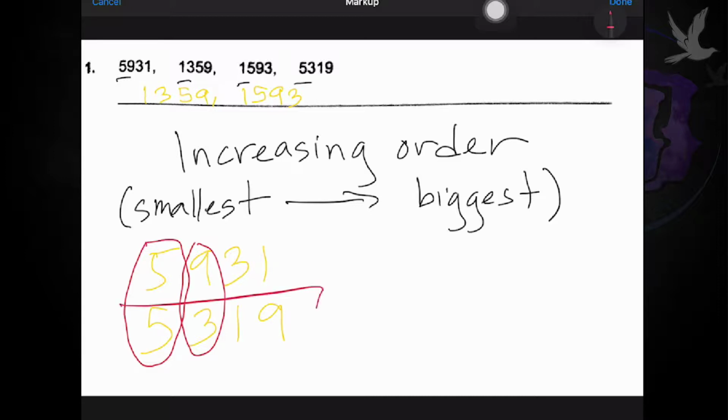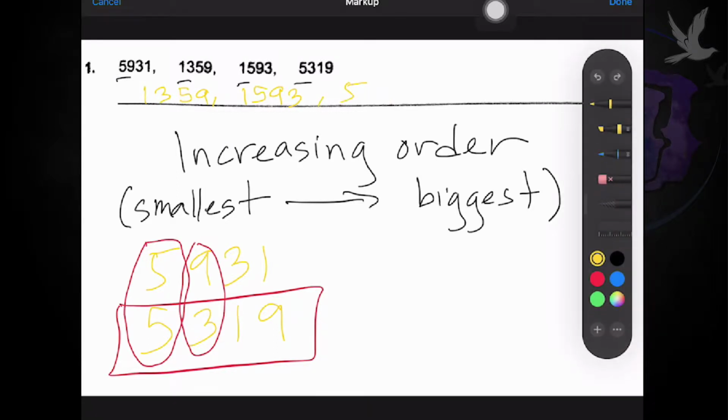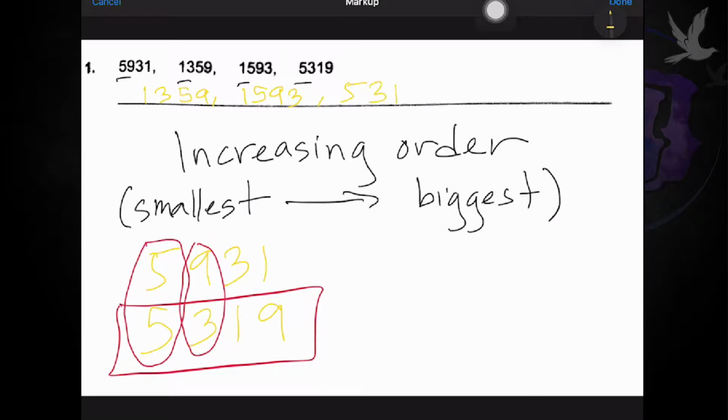So in this case, it is now safe to say that you can write 5319, and of course, what's left is 5913. So arranging this series of numbers in increasing order is 1359, then 1593, then 5319, and lastly, we have 5913.